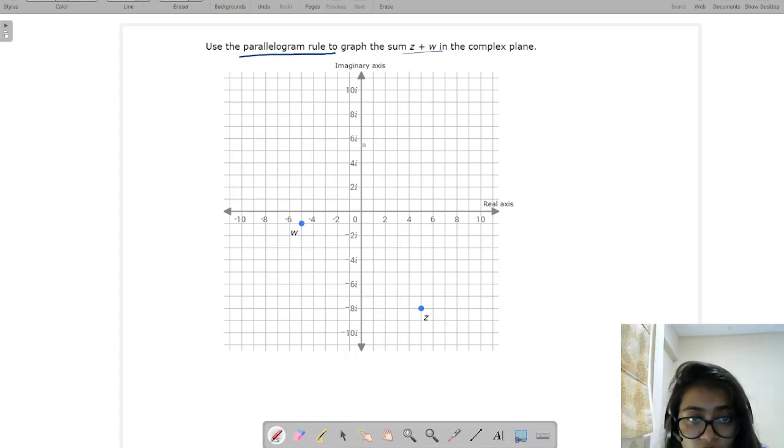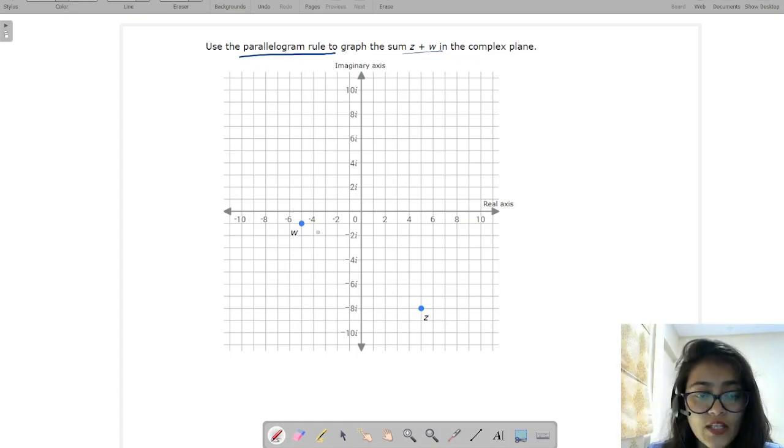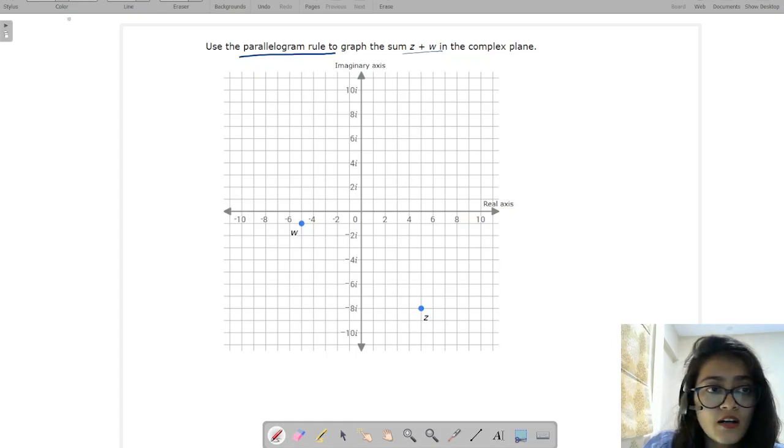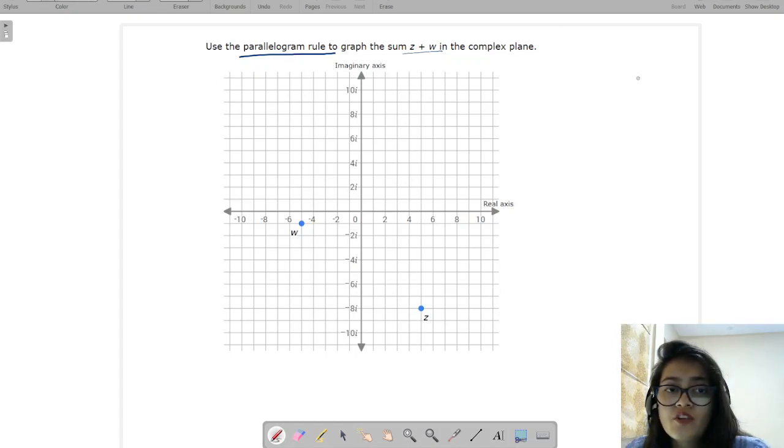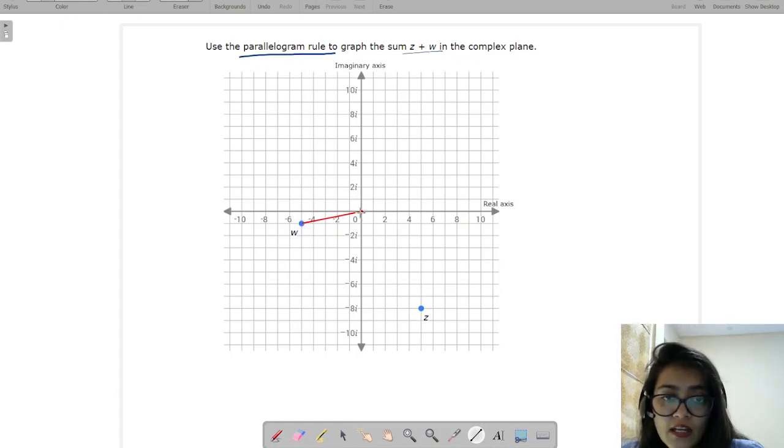Okay, so here we have two complex numbers w and z. They are plotted on the complex plane. So let's just quickly recall what the parallelogram rule was. It says that if you want to add two complex numbers in the complex plane, first just take your origin and connect this origin with the two complex numbers. So I'm going to connect the origin with w, and then I'm going to connect the origin with z. Then I have to complete a parallelogram.